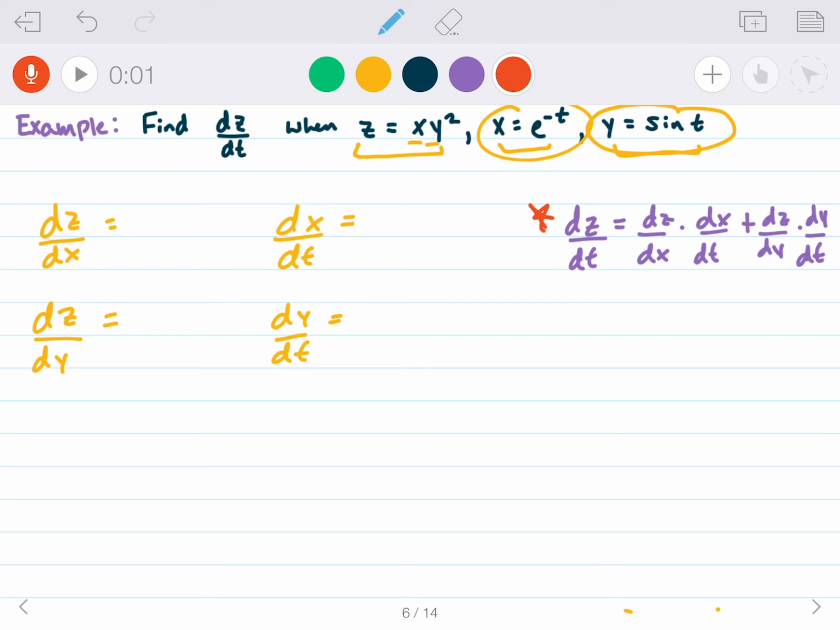Okay. Alright, so let's find dz/dx, the derivative of z with respect to x, and we have to use the product rule here. So keep the first times the derivative of the second. Well, the derivative of y squared is 0, plus keep the second times the derivative of x, which is 1. So our answer here is just y squared.